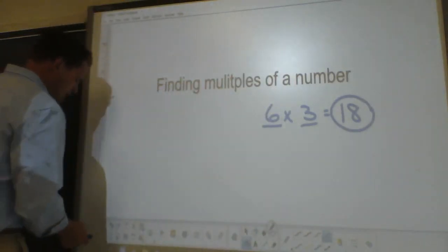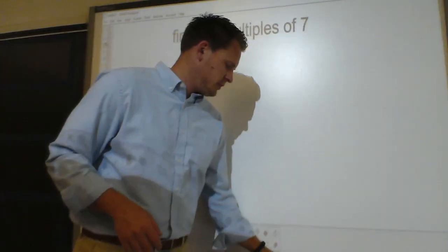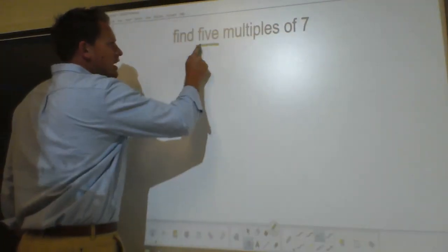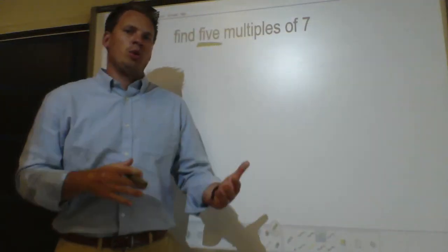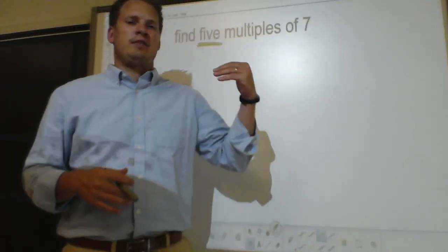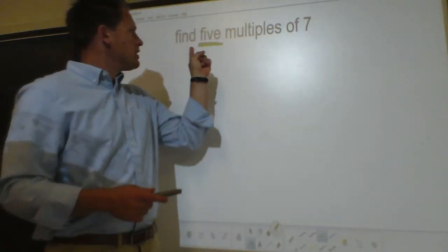All right, let's take a look. It says find 5 multiples of 7. Now here's a clue: find 5. Oftentimes we get mixed up with what's a factor and what's a multiple, right? I'll ask for multiples, and you start giving me factors. I'll ask for factors, and you start giving me multiples. But pay attention to this.